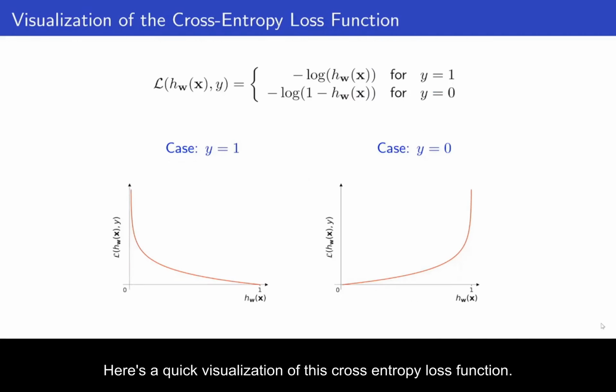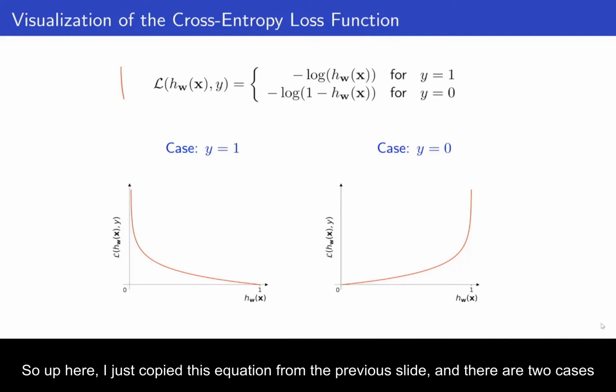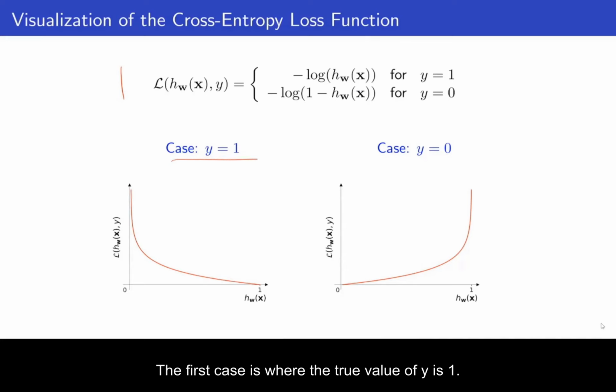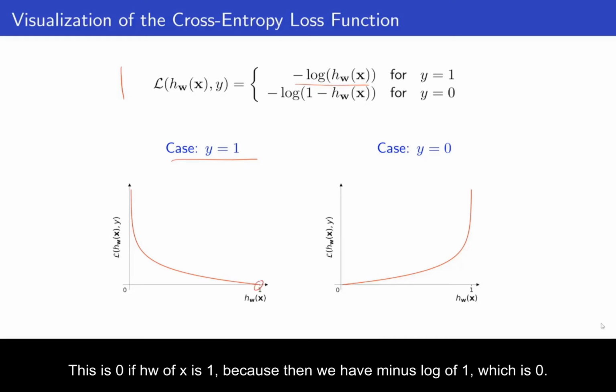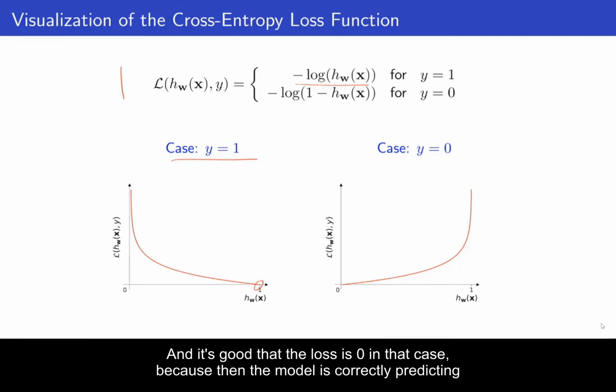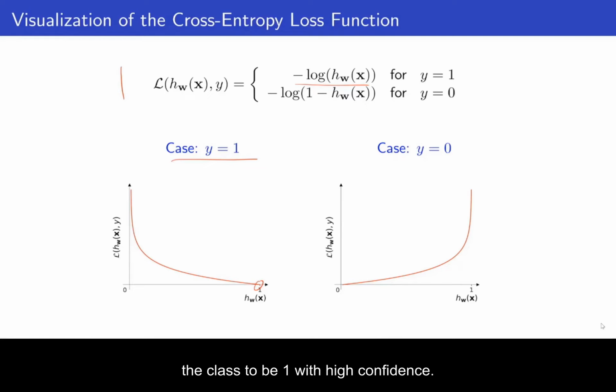Here's a quick visualization of this cross-entropy loss function. Up here, I just copied this equation from the previous slide. There are two cases in this equation. The first case is where the true value of y is 1. In that case, the loss function is minus log of h_w(x). This is 0 if h_w(x) is 1, because then we have minus log of 1, which is 0. It's good that the loss is 0 in that case, because then the model is correctly predicting the class to be 1 with high confidence.